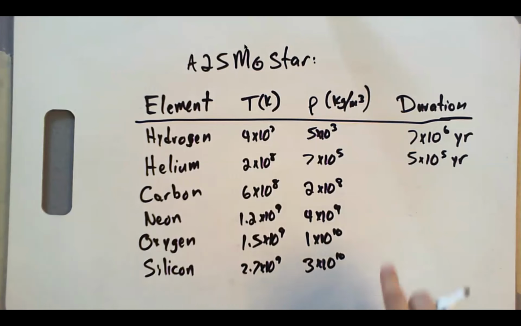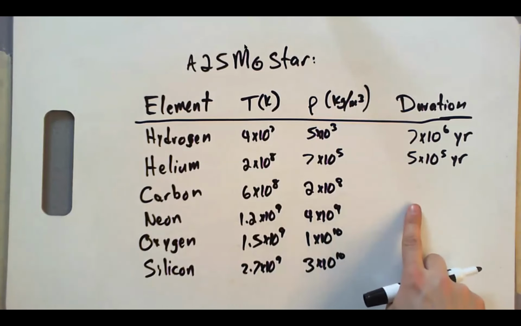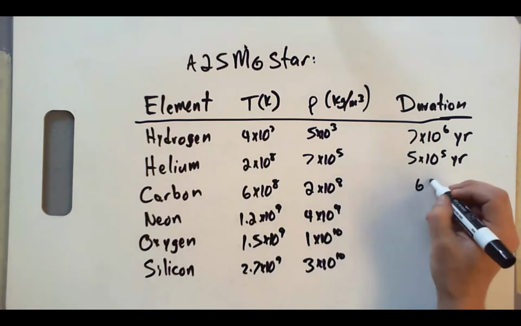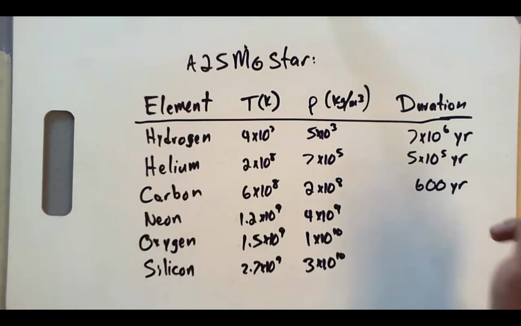How about carbon burning? What do you think? How long is carbon burning going to last? It gets silly in a hurry now. Carbon burning only lasts about 600 years for the star. That's it. 600. This is now time scales that you can almost wrap your brain around.